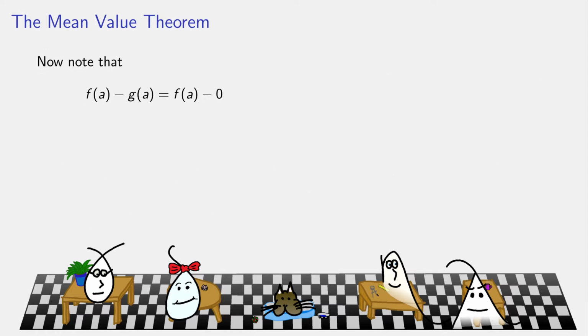So f of a minus g of a, okay, remember g of a is 0. Great. But that's just as a matter of computation the same as f of b minus the quantity f of b minus f of a, which is f of b minus g of b. So f of a minus g of a is equal to f of b minus g of b.